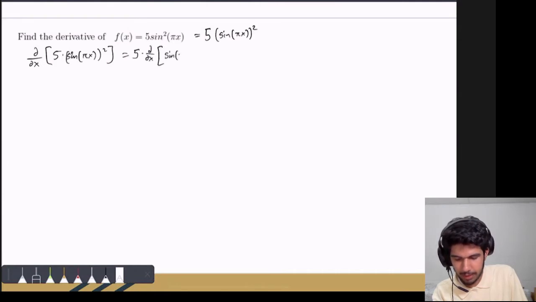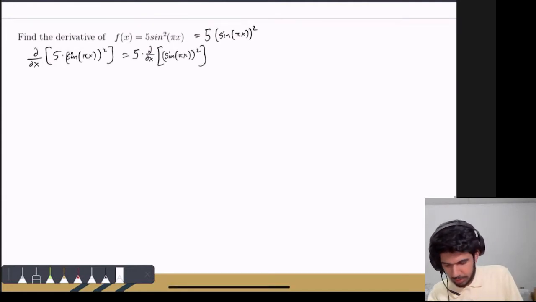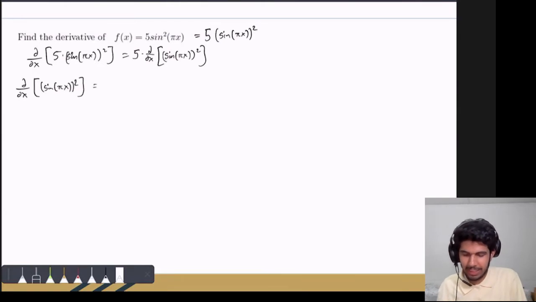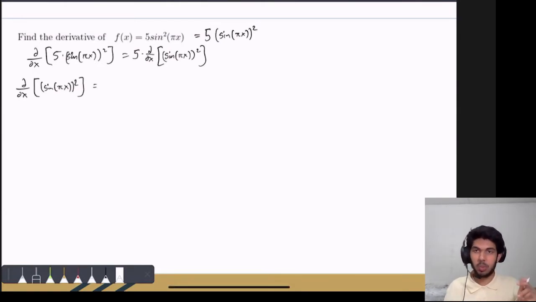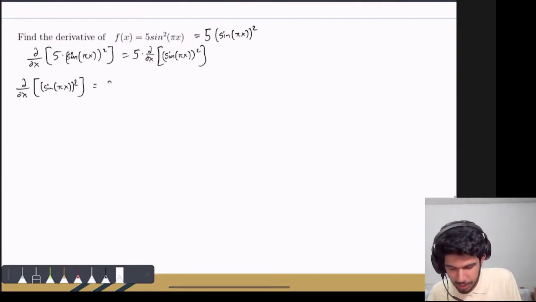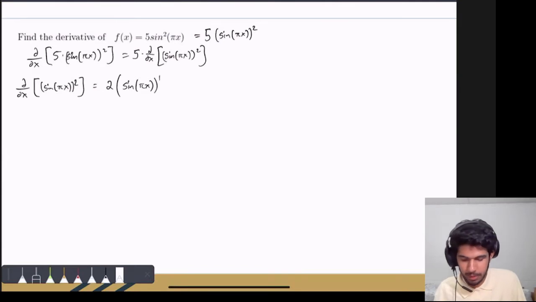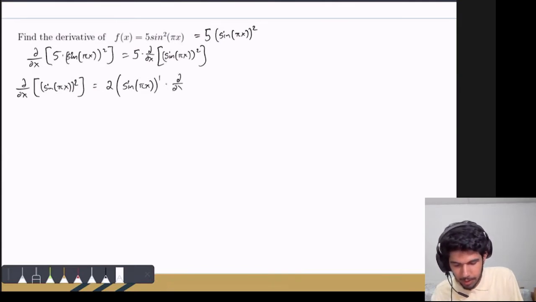And so now we want to find the derivative of sine of pi x squared. So how are we going to do that? Well, hopefully you've been able to guess it by now. That's a job for the chain rule, right? And we'll do our outside-inside trick. So the outside part is the squared part, right? The squared is being applied on some function. So we do the power rule: 2 times, we keep the inside, sine of pi x, and then we decrease the exponent by 1, and that we multiply with the derivative of the inside.